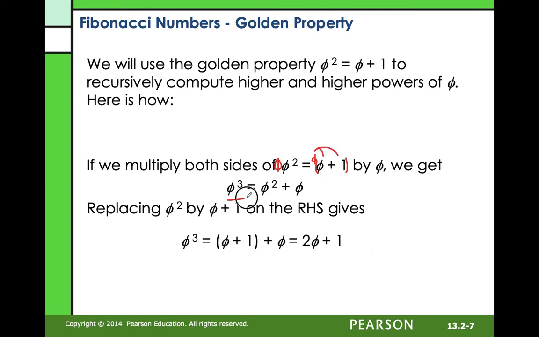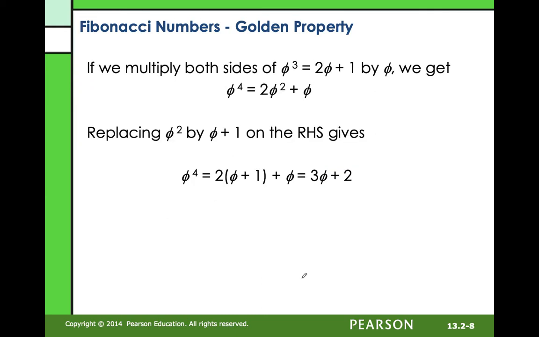Once we do that, we end up with this equation right here. When you then replace phi squared by phi plus 1, which is what it's equal to, you get this equation. So you get phi to the third power is equal to phi plus 1 plus phi, and then when you combine your like terms, you find out that phi to the third power is 2 phi plus 1.